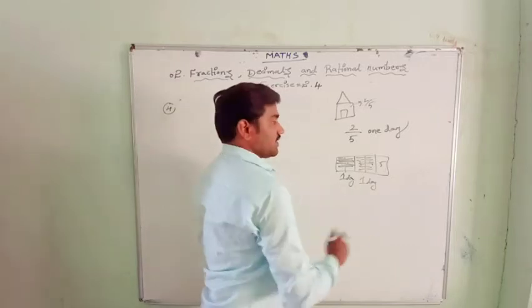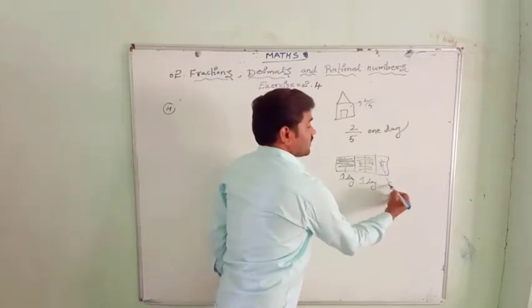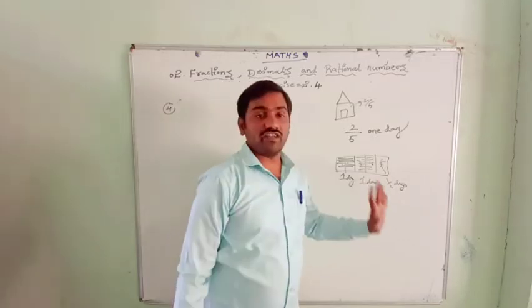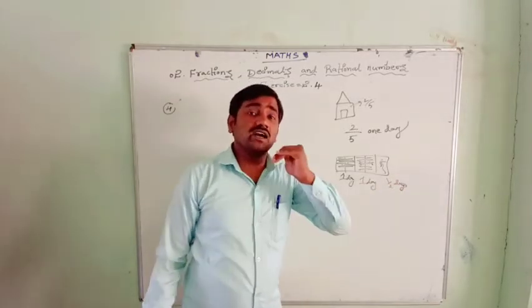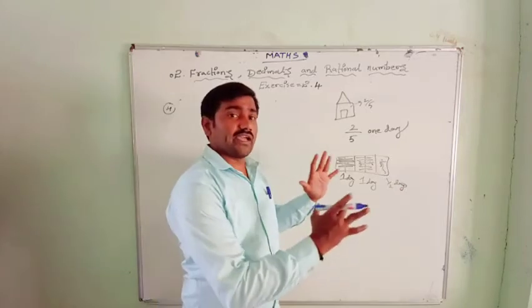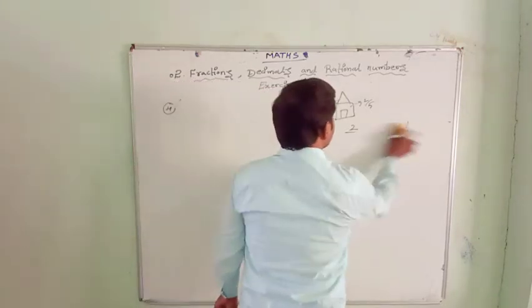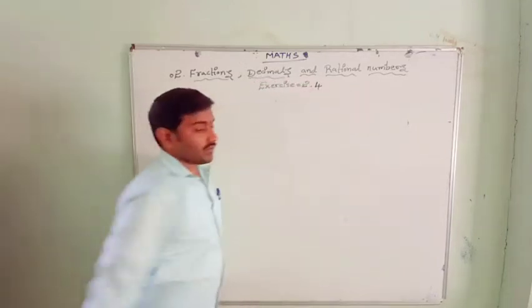So 2 days and a half day will be taken. 1 plus 1 plus half, 2.5 days. In 2.5 days, you will complete the painting. It's simple, we can understand in this way. So let me solve the problem mathematically.